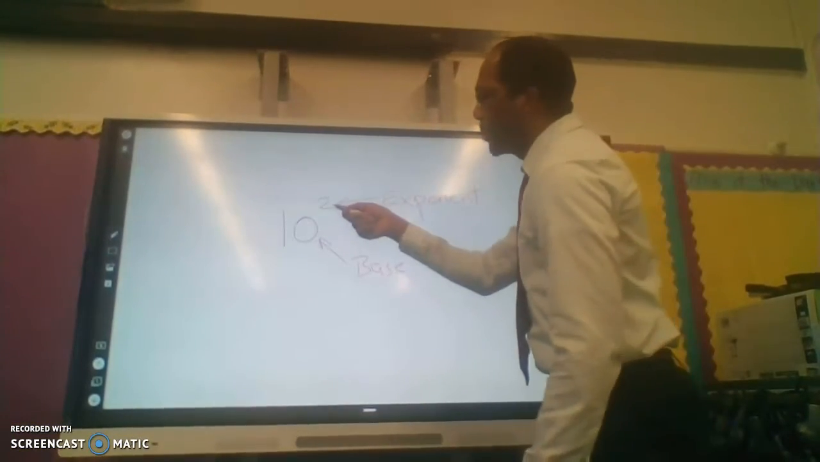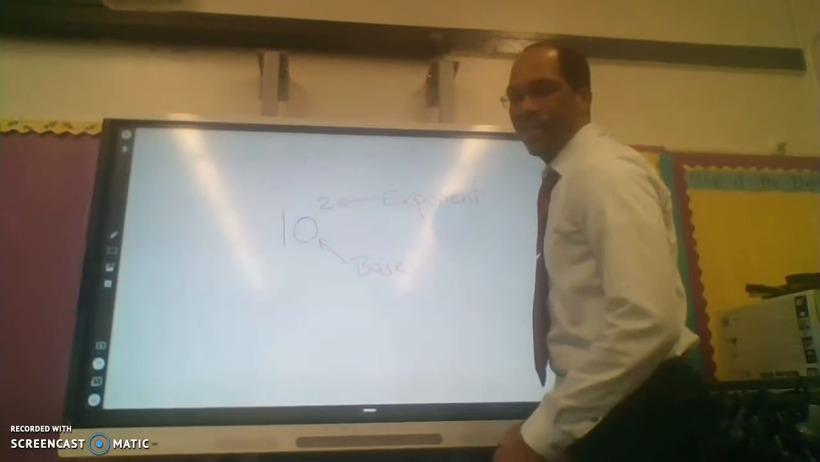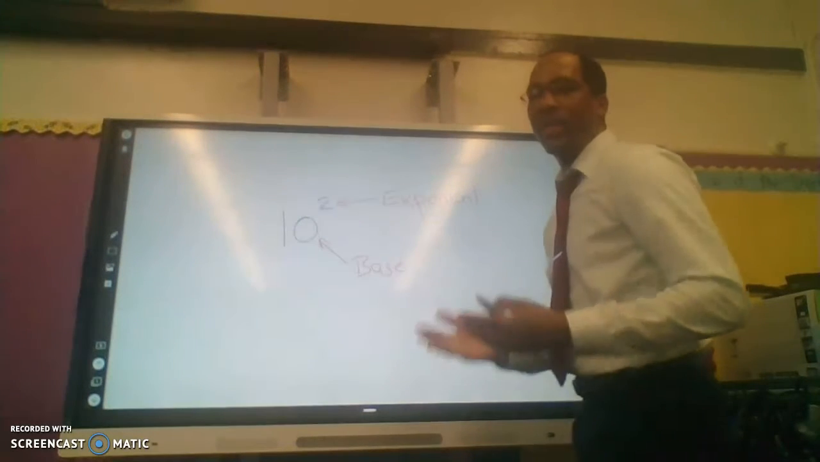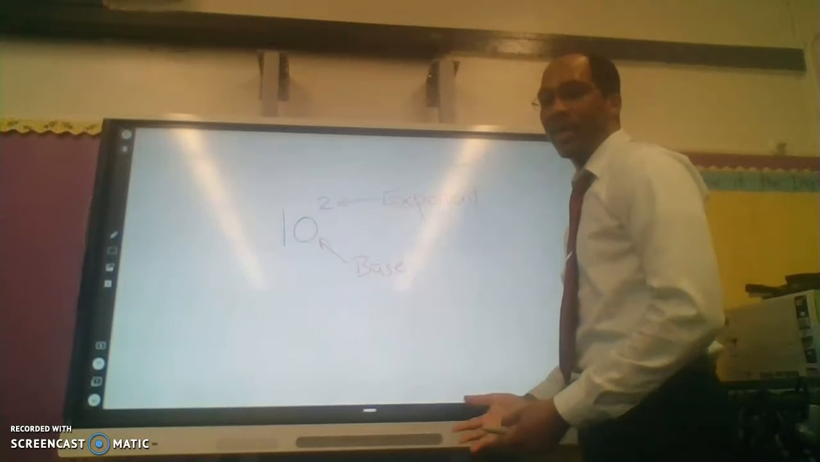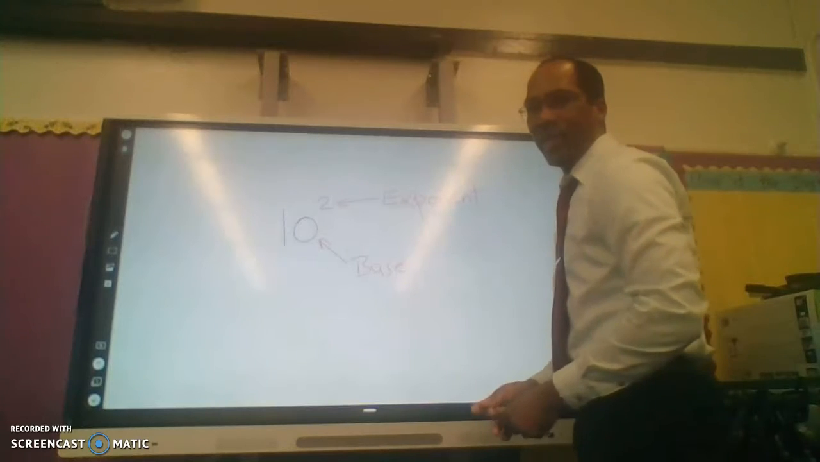The exponent tells the base how many times it's supposed to multiply itself.